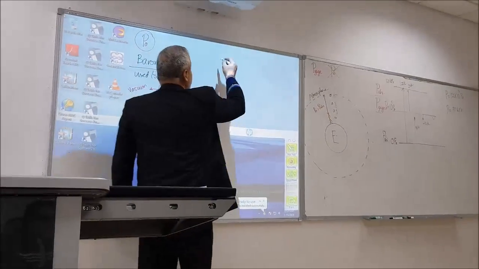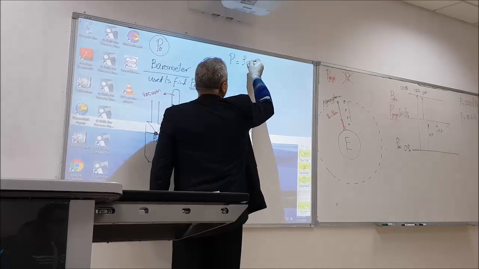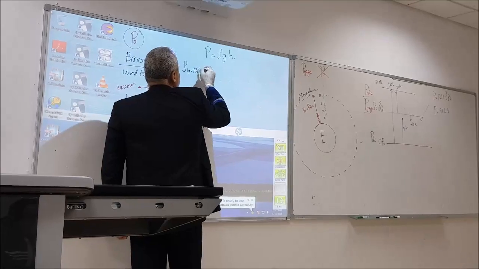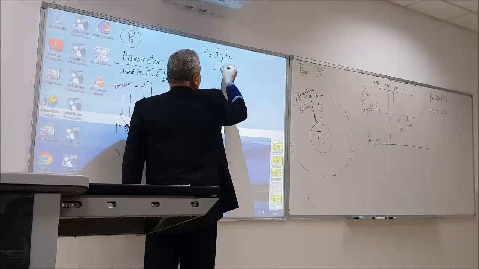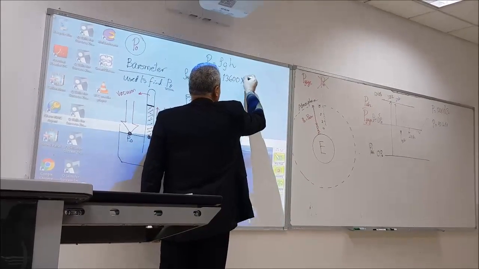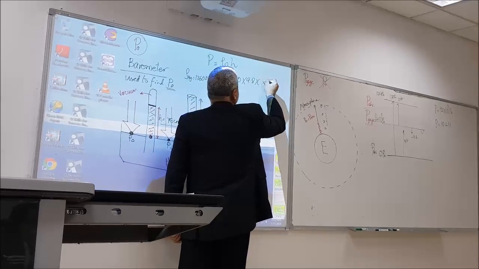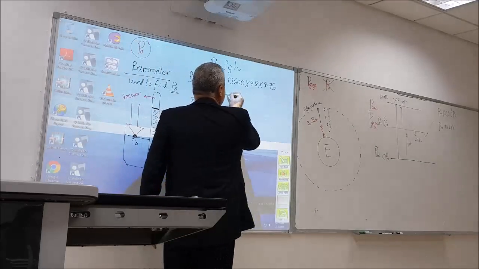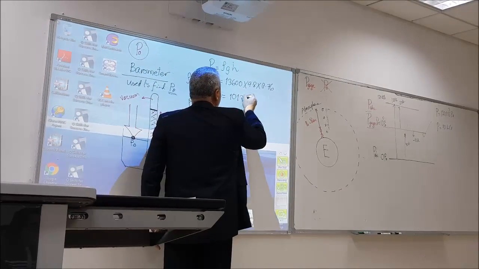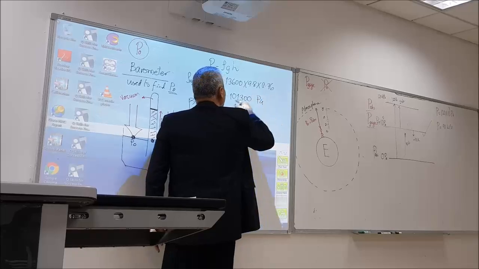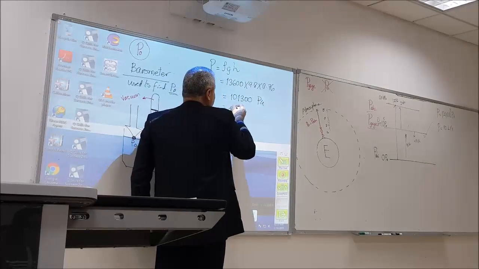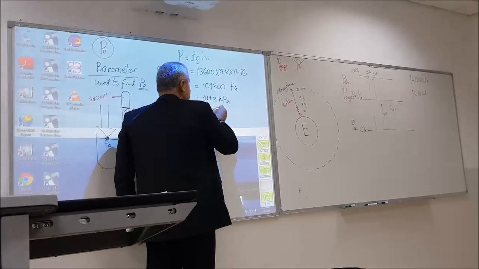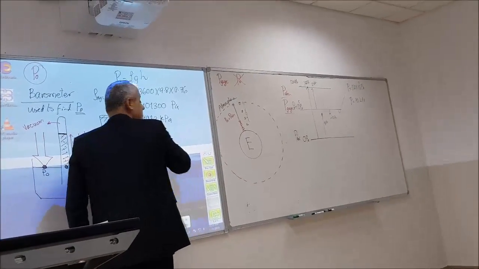How do we find it? We have that the pressure of a liquid is equal to rho g h. You know that rho of mercury is 13,600. If you use it like this, 13,600 times 9.8 times 0.76, converting to meters, you will find it is precisely 101,300 Pascal. Or we can write it as 101.3 kilopascal. Or sometimes we say it's 10 to the power 5 Pascal, 100,000 Pascal.